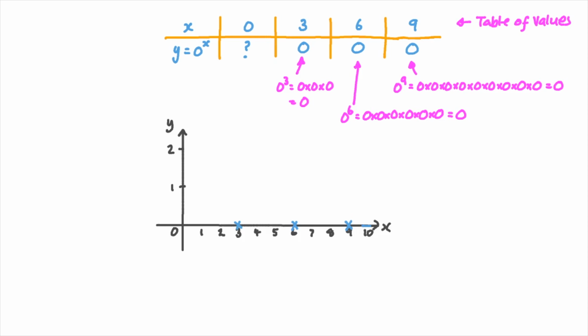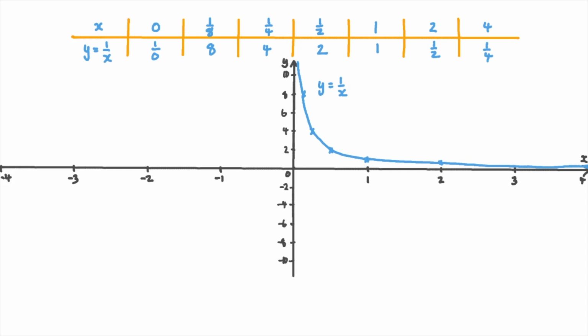Well, it looks like we've got a straight line, and if we extrapolate that back to x equals 0, it looks like we've got y equals 0 at that point. But that doesn't prove anything though. There are plenty of functions that do something different for a particular x value. For example, y equals 1 over x.